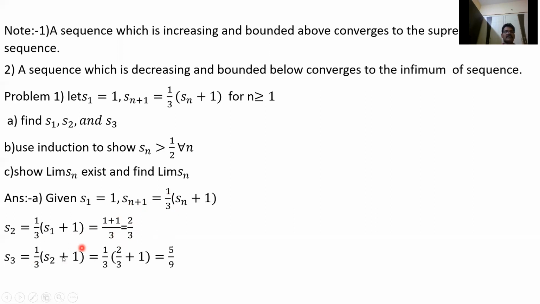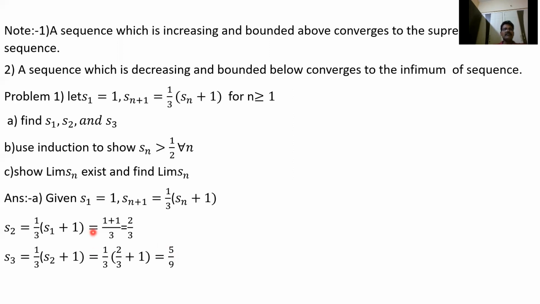If you write n equal to 2, S3 is 1 by 3 of S2 plus 1. What is S2 here? S2 is 2 by 3, plus 1. So 2 plus 3, 5 by 3, and 5 by 3 into 1 by 3 is 5 by 9. So S1 is 1, S2 is 2 by 3, S3 is 5 by 9.